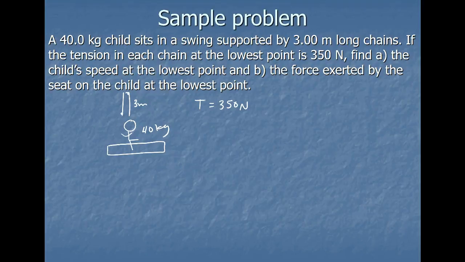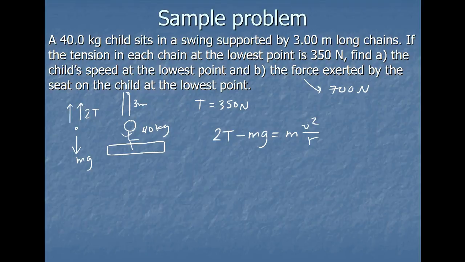Okay, so looks like we have a couple of variables, okay? If we think about the child, we're going to have basically two tensions going up, and that's essentially what the force will be exerting on the child. So that's going to be just basically 700 newtons, but then to get the speed, we're going to have to incorporate the force of gravity and use the fact that 2 times the tension minus the force of gravity is equal to mv squared over r. Okay, and actually this is kind of a bad question because we don't know the speed at the lowest point, we just know the tension.